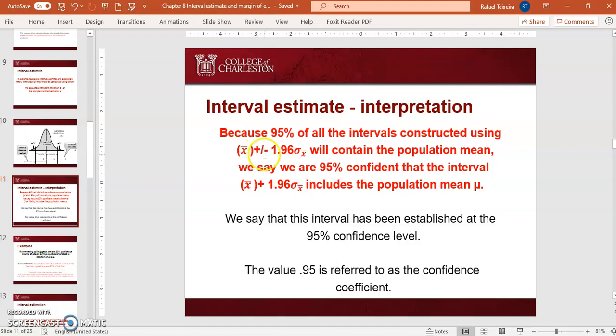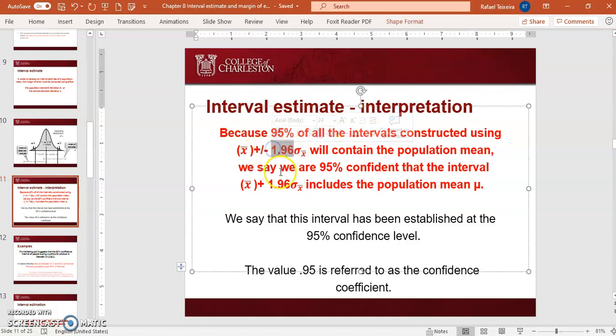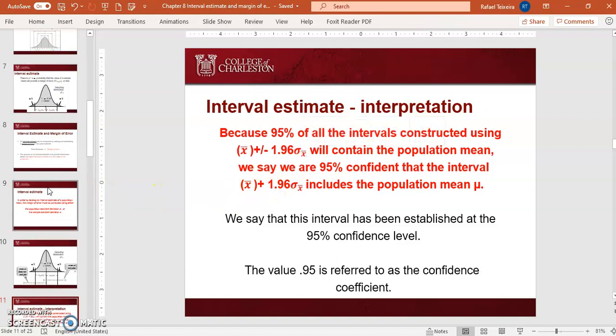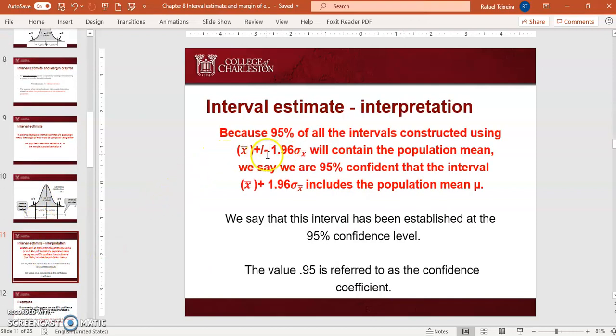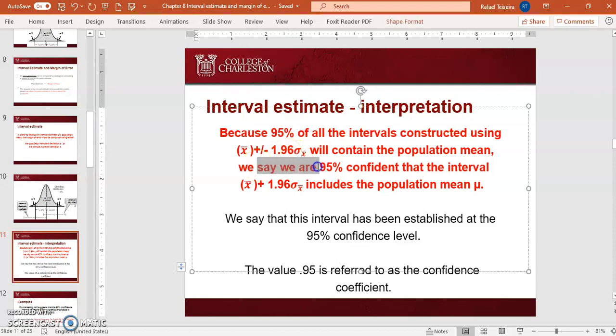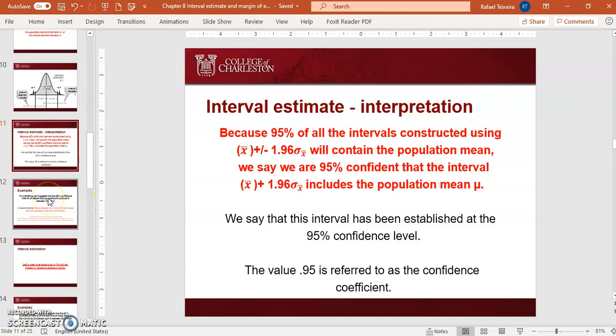we add and subtract almost 2. It's not exactly 2, it's 1.96, to be able to get 95%, and then we multiply by the sample standard deviation. So it's very similar to this concept: plus and minus 2 standard deviations, plus and minus 1.96 standard deviations. When we do that, we say that we are 95% confident that the interval built using this process includes the population mean. This is what we say.